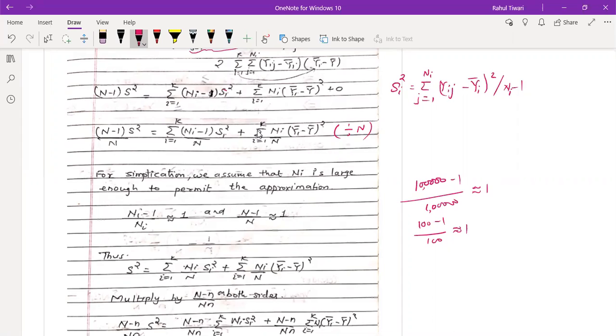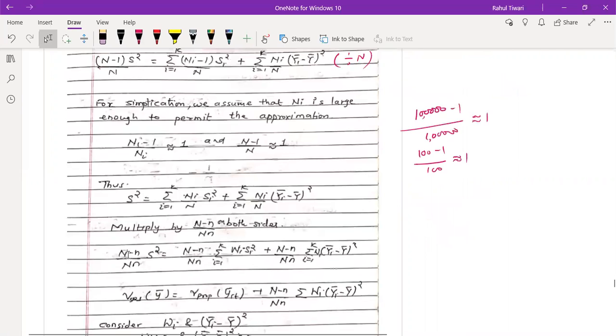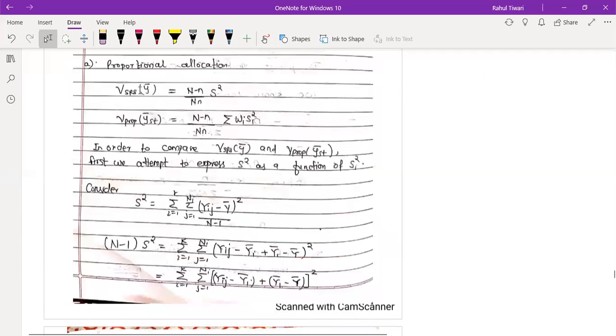And this quantity Ni minus 1 will be approximated to Ni. See, if you multiply this quantity with 1, it's going to be Ni. So this quantity will be replaced by Ni, and upon n will be as it is, into Si square plus a quantity as it is. Now you multiply both sides by n minus n. Why are we multiplying this quantity? Because I am interested in the variance of y bar SR.